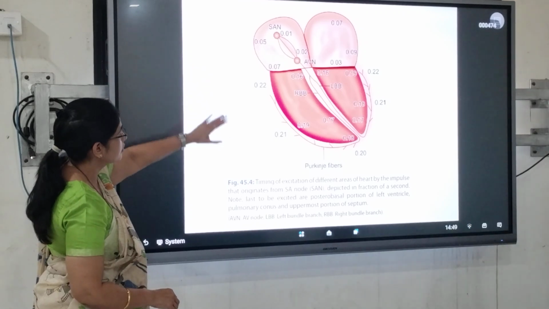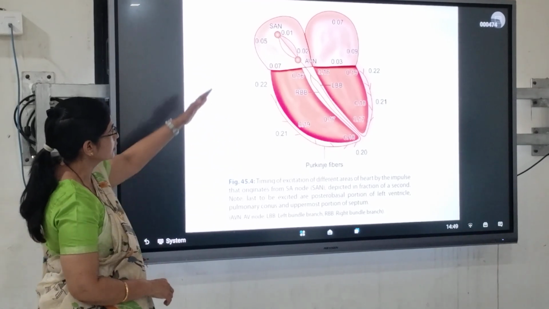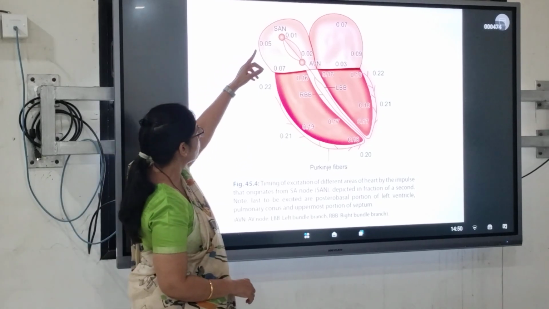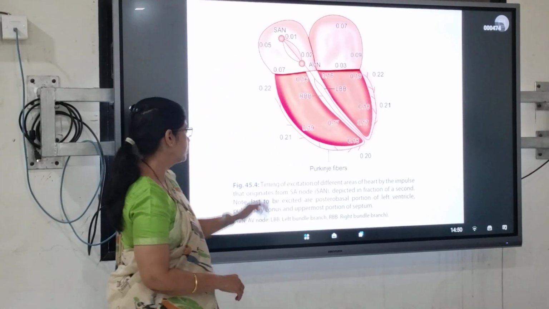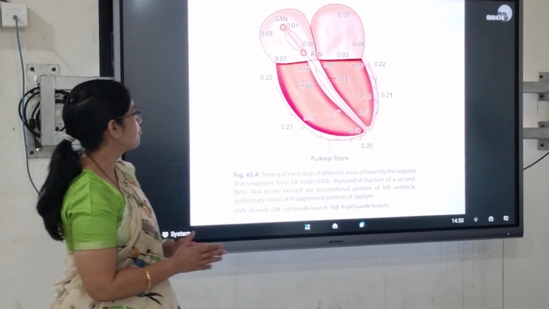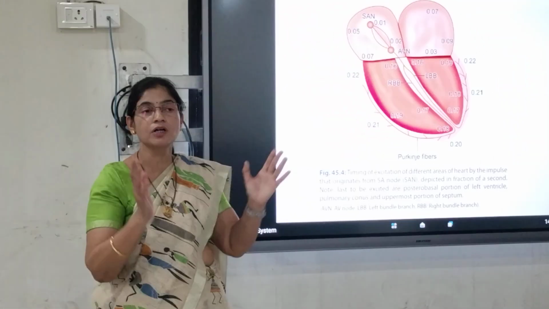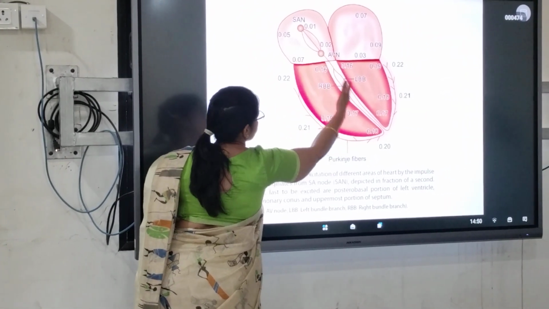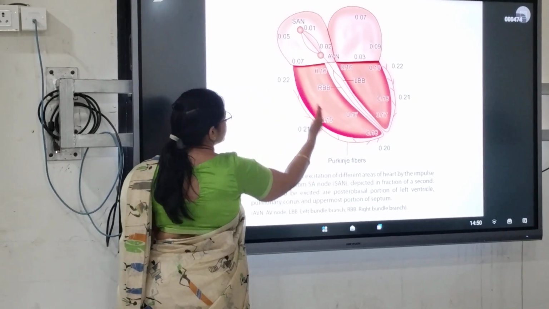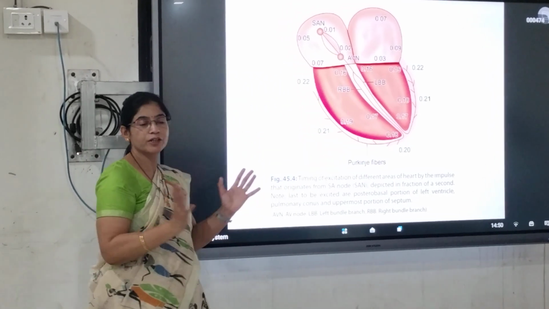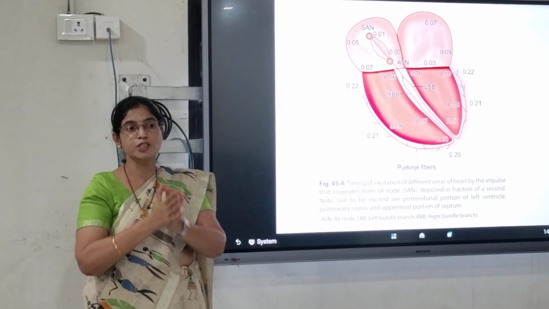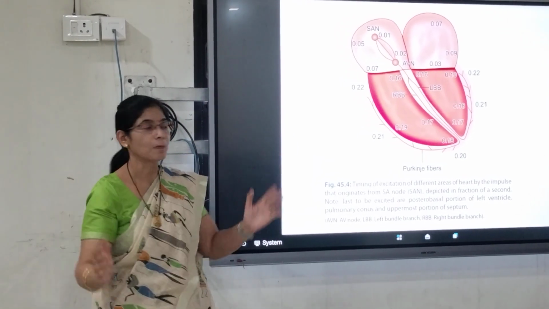So here is the time taken, how much time is required to transmit the impulse. From the SA node, 0.22 second is required to transmit the impulse to the whole heart. So how is this impulse transmitted? Through the Purkinje fibers and then to the whole ventricular thickness, like this. So the depolarizing wave is moving like this.